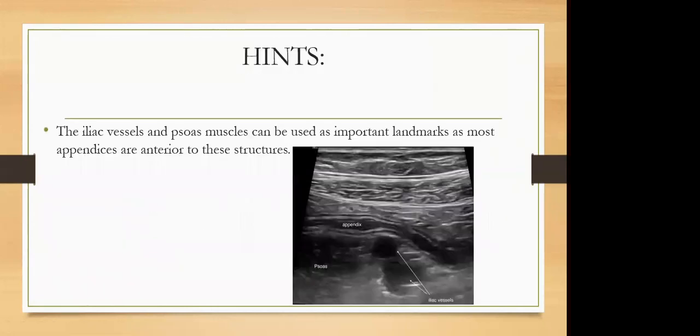Hence, the iliac vessels and psoas muscle can be used as important landmarks, as most appendices are anterior to these structures. So these are the two iliac vessels and the psoas muscles here, and the appendix is anterior. So in most cases, if you can't find where the appendix is, try to find where the psoas muscle is and where the iliac vessels are, and try to look anterior to those two structures.